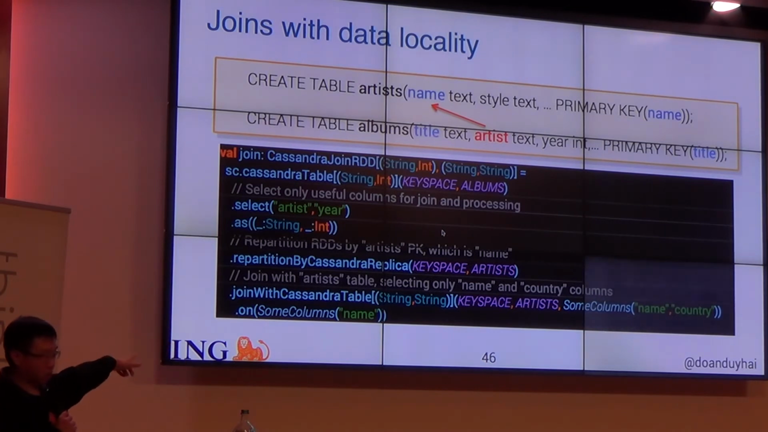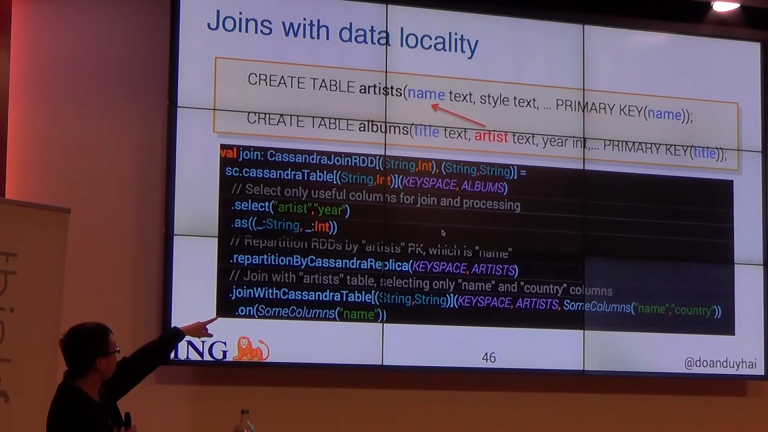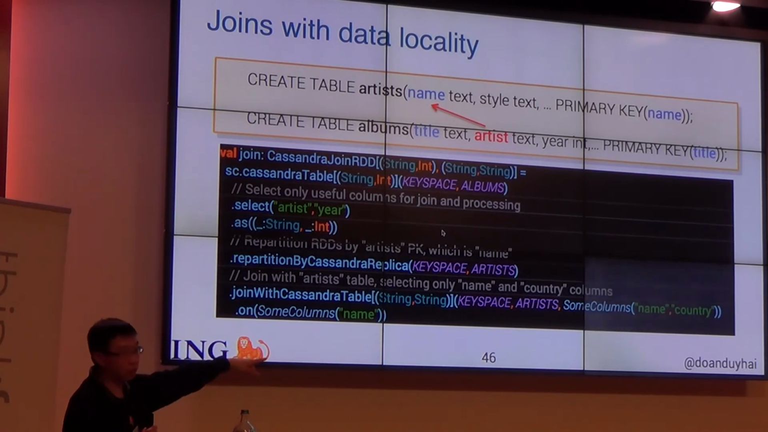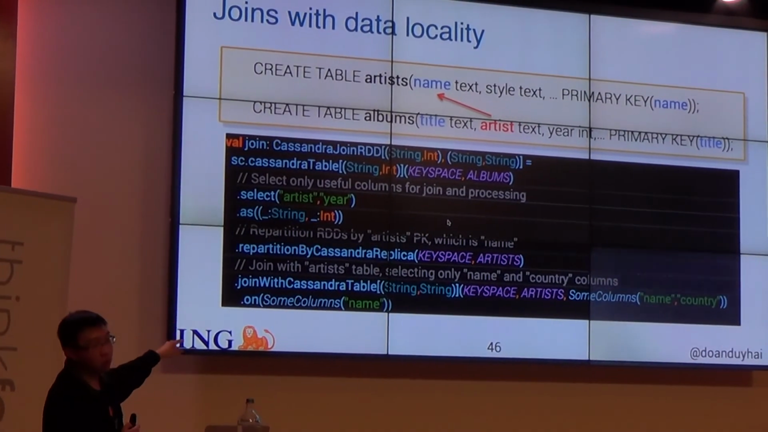I have a table artist. My partition key is name. I have another table album. Partition key is title, and I have an artist column, which is obviously a foreign key, a join key. So what I can do is, from Spark, I fetch all the albums. I select the artist and the year, and before joining with the artist table, I force Spark to repartition those data with respect to the token range of the artist table, so that the join will be done locally.